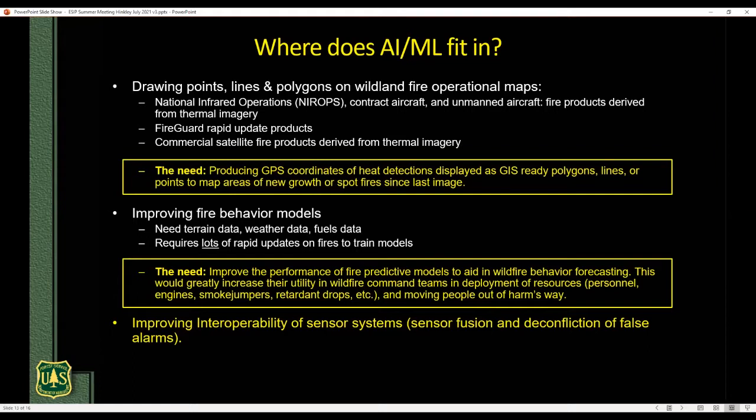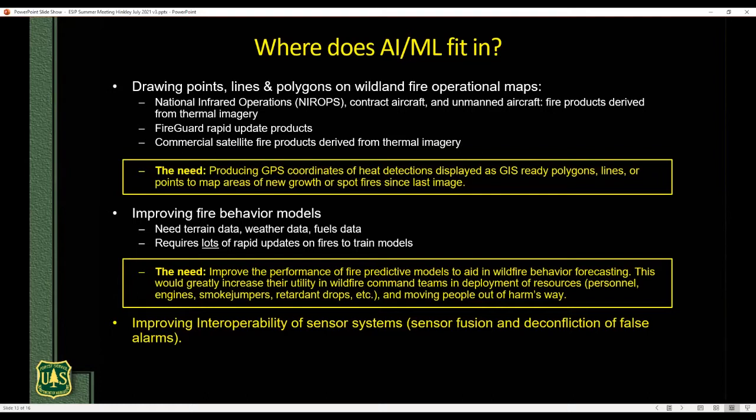The second area, besides just drawing the operational maps, is fire behavior models. And fire behavior models have been around for a long time, but the science behind them, the variables in them, you have terrain, you have weather, you have the fuels conditions, and all of these variables contribute to the fire behavior. Fire is also very complex. It's a complex physics problem.